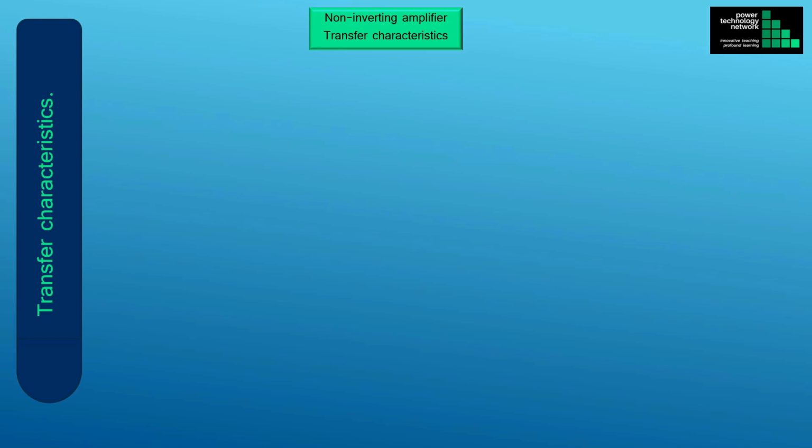In this slide, we explore the transfer characteristic of a non-inverting amplifier, in the same way that we did for the inverting amplifier in the previous slide. We plot the relationship between the input and output voltages for a non-inverting amplifier on a graph as shown here. The input voltage is shown along the x-axis and the output along the y-axis. For the non-inverting amplifier, the transfer characteristics looks like this.